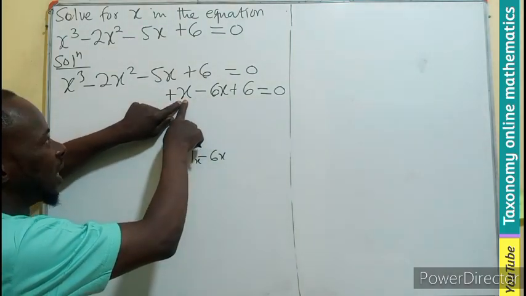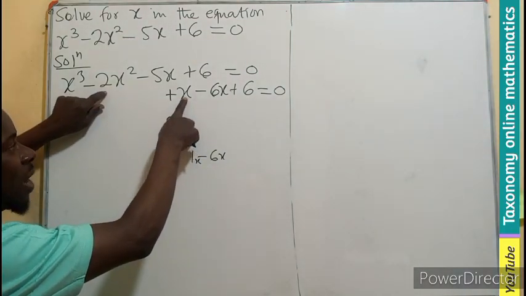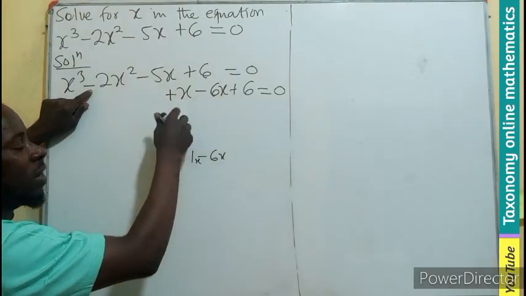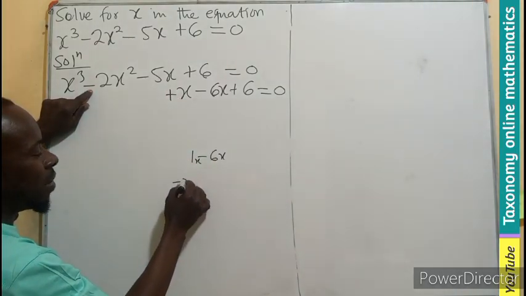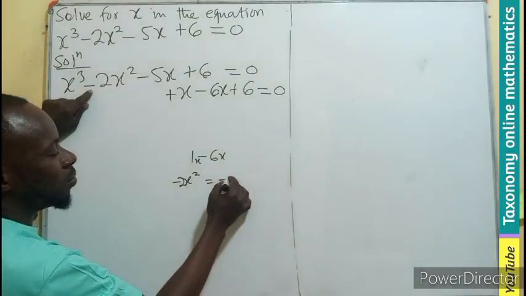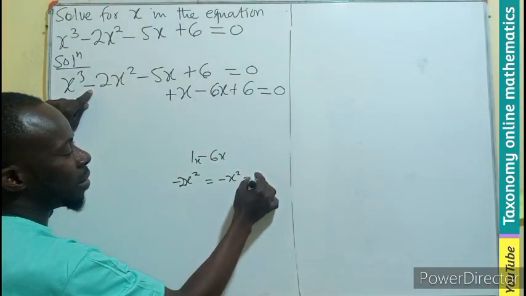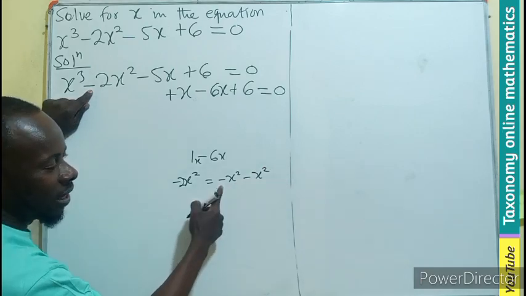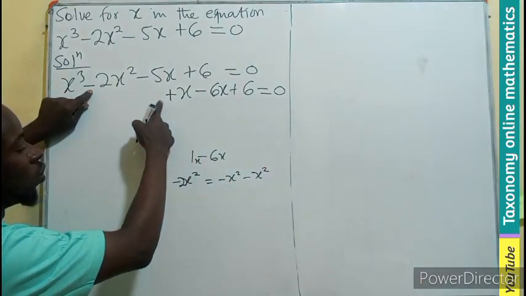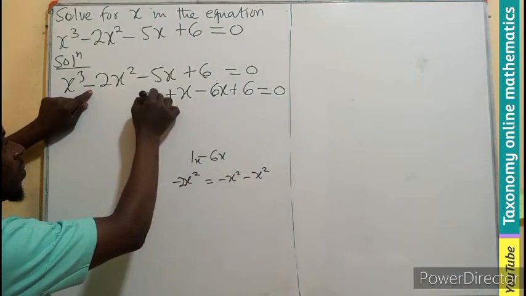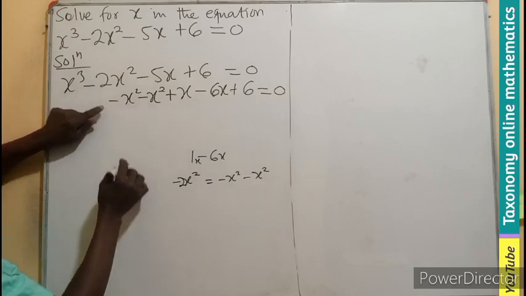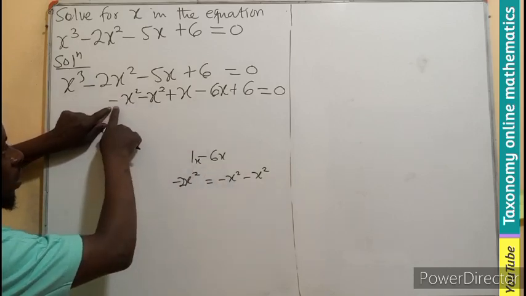I have 1. So I need to see if I can break minus 2x squared to have a common factor of this. So you can see minus 2x squared can become minus x squared minus what? X squared. Negative 1 minus negative 1 give us a negative 2. So here I can also have x squared minus x squared.